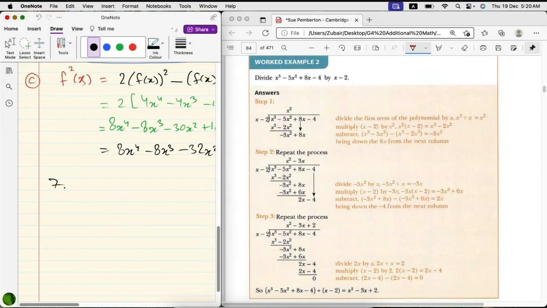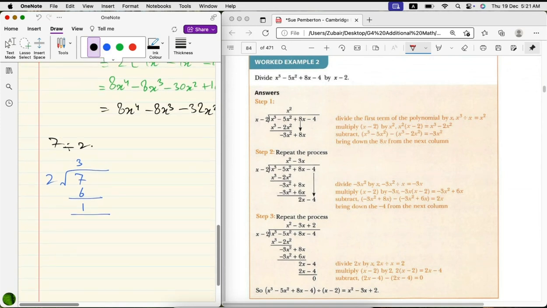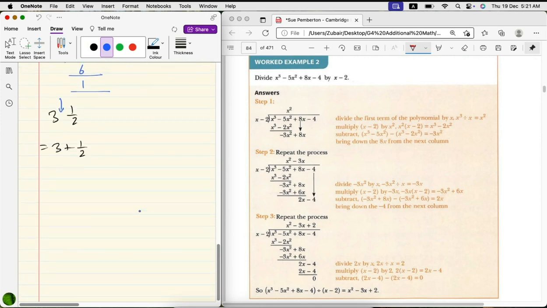For example, we are dividing 7 by 2. So 7 goes inside, 2 stays outside. 2 times 3 is 6, the closest number, and then we subtract, and I'm left with 1. So we can write it as 3 whole and 1 by 2, or 3 whole 1 by 2 with a positive sign in between. This is what we are going to do in the algebraic form.